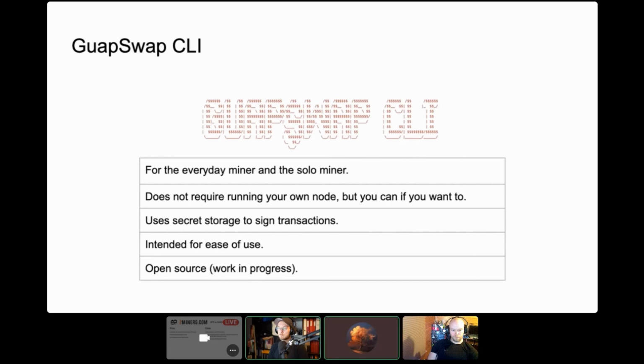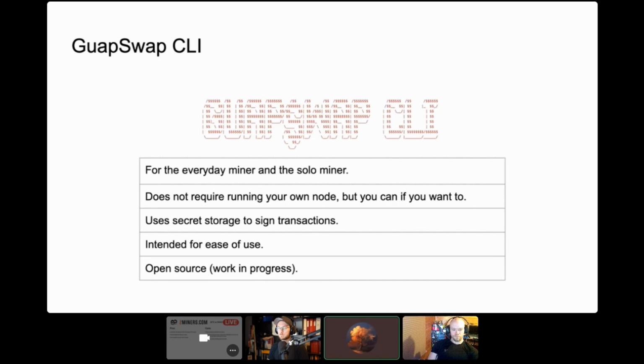We use a secret storage to sign transactions. So you don't have to actually use your own wallet to sign transactions. We create one whenever the first time you use the CLI, and this way it just makes interacting with the program a lot easier. You don't have to manually insert a mnemonic. It's just sort of a more safe thing.